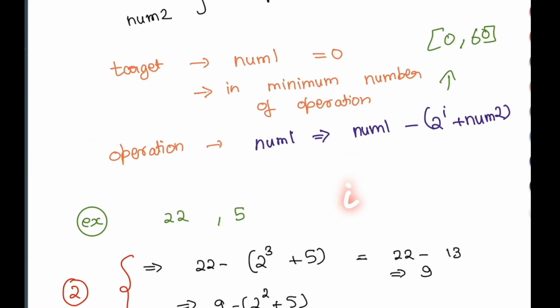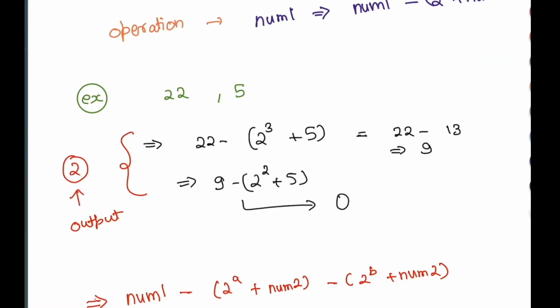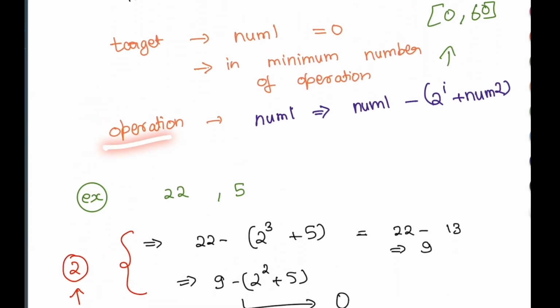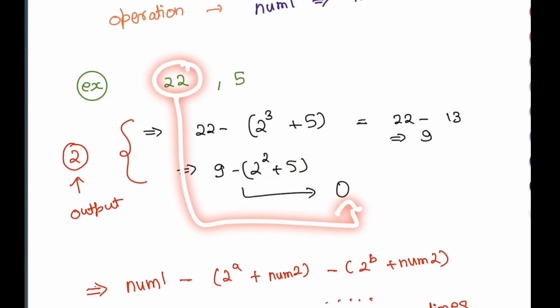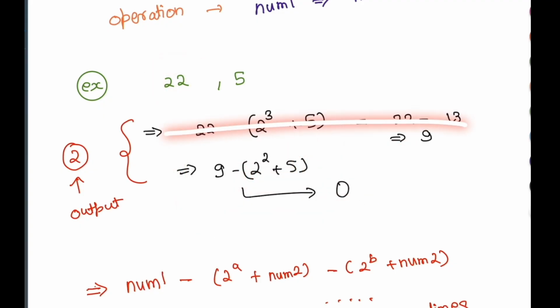Basically the value of i can be within the range of 0 to 60. Now I can say 9 minus (2 to the power 2, which is 4, plus 5), because the formula is simple: every time you perform an operation, it is 2 to the power i plus num2. So 2 to the power 2 plus 5 is equal to 9. So 9 minus 9 will be 0. So ultimately we have made the value of num1 equal to 0, and we performed a total of two operations. So the output is 2.